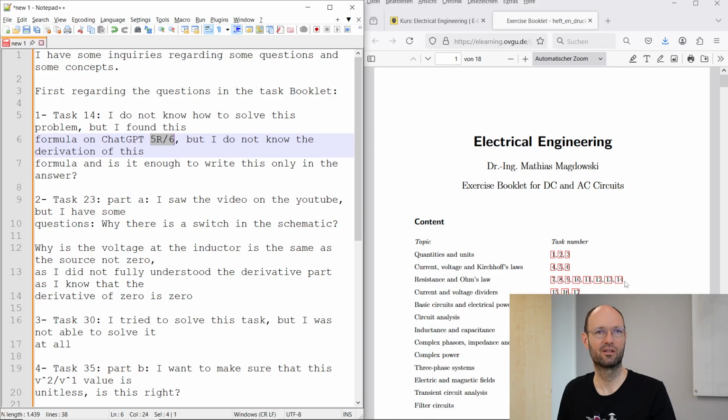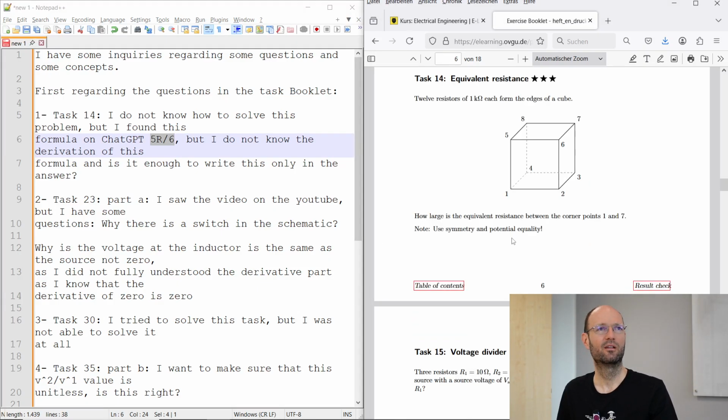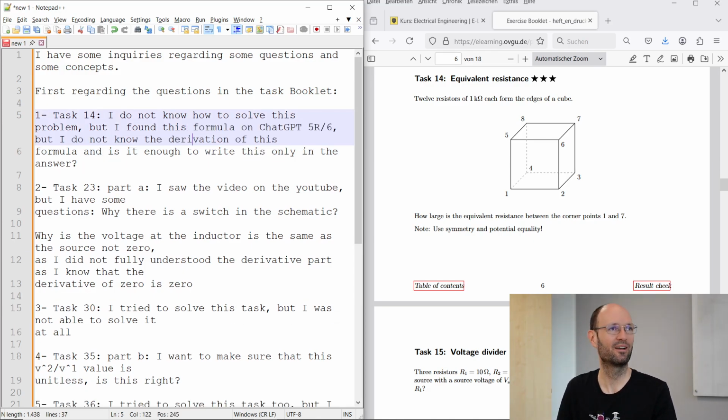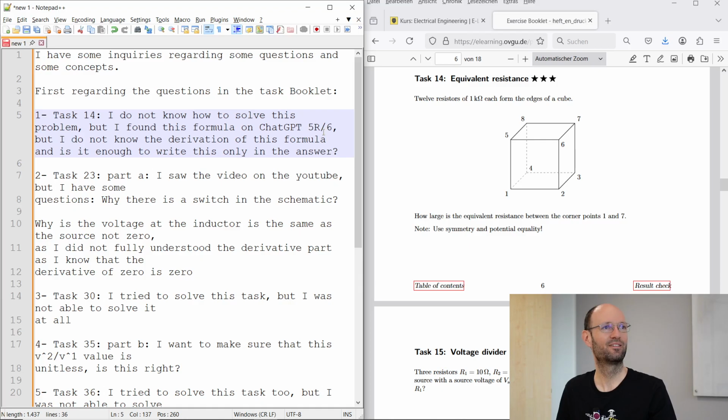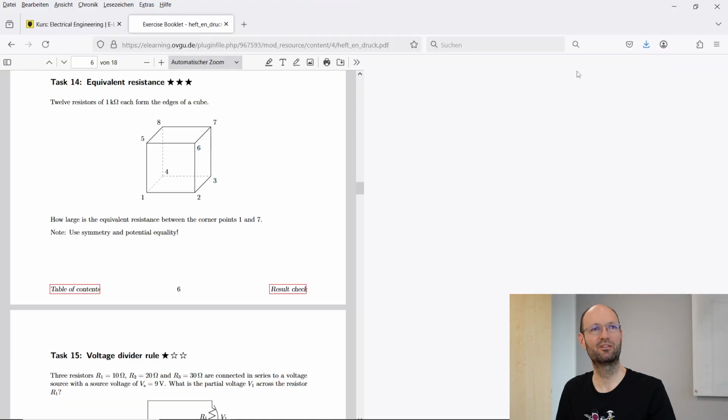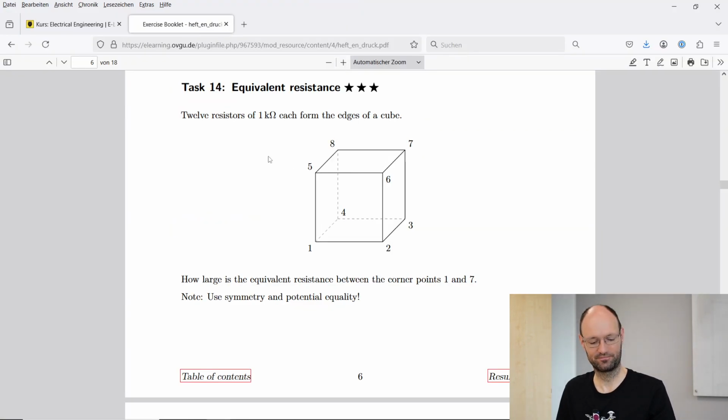Okay, so we can check task 14. Yeah, that's a good point. Maybe we can think about this problem. And now, okay, it's not ChatGPT 5. The result that ChatGPT gave at the end is 5R divided by 6. That's the result. Okay, so now I understand this answer here. So this is something that we could definitely also check.